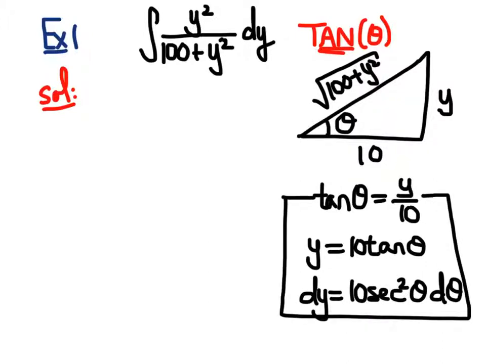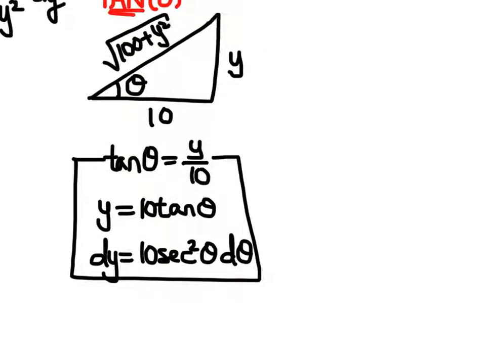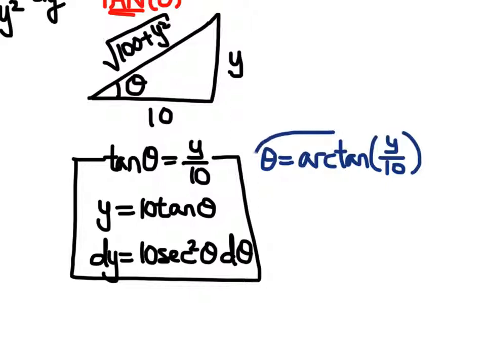Now we need a few more things from our triangle. We're going to solve for theta. From this tangent equation, we see that theta is arctangent of y divided by 10. And we know that anytime we talk about inverse trigonometric functions, we always have to restrict the domain. So let's keep that in the back of our minds as we move forward.